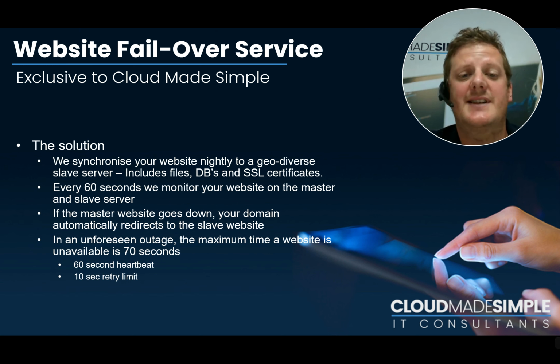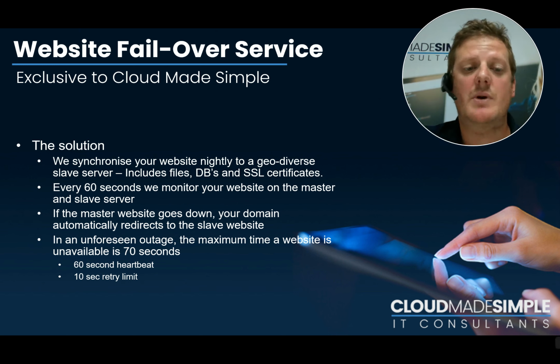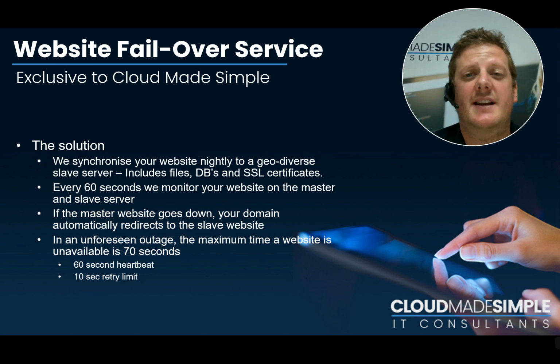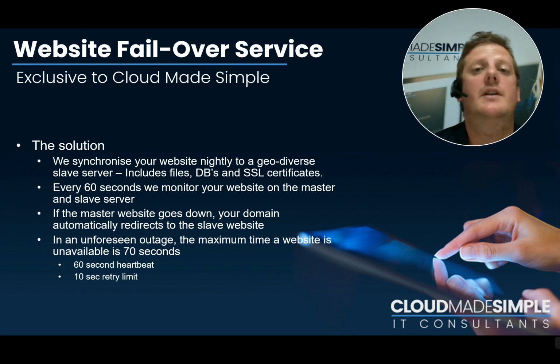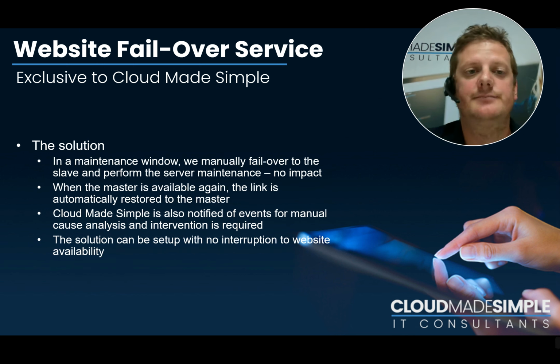So in an unforeseen outage, the maximum time a website is unavailable is 70 seconds, and this is made up of a 60-second heartbeat. So every 60 seconds, we're checking to make sure your website's online, and if for some reason that fails, there's a 10-second retry limit. So it'll realize it's unavailable, and then 10 seconds later will try again. If it's still unavailable, then it'll kick over to the slave server.